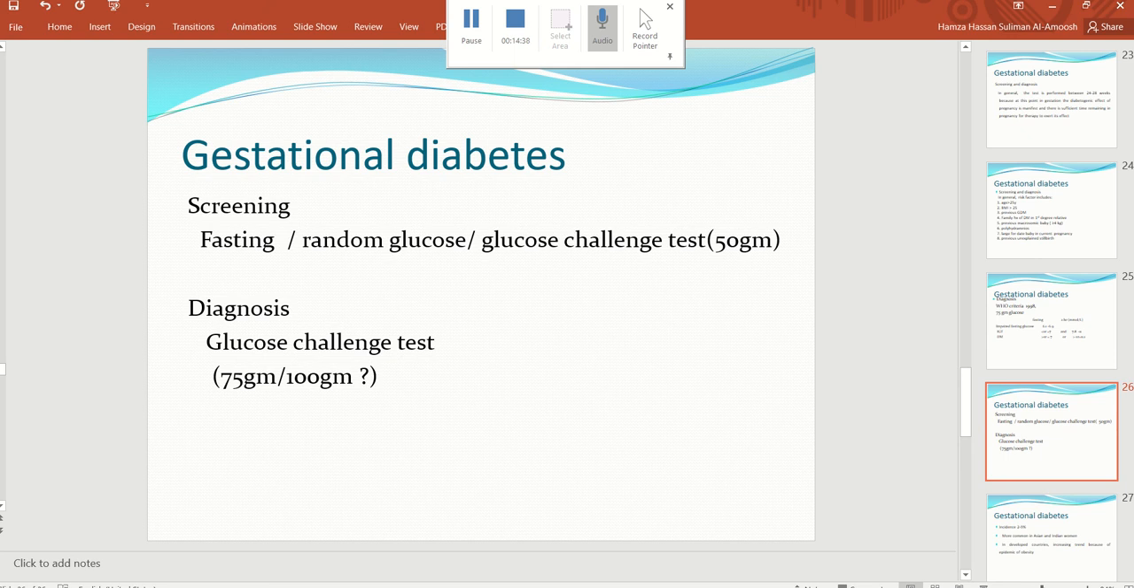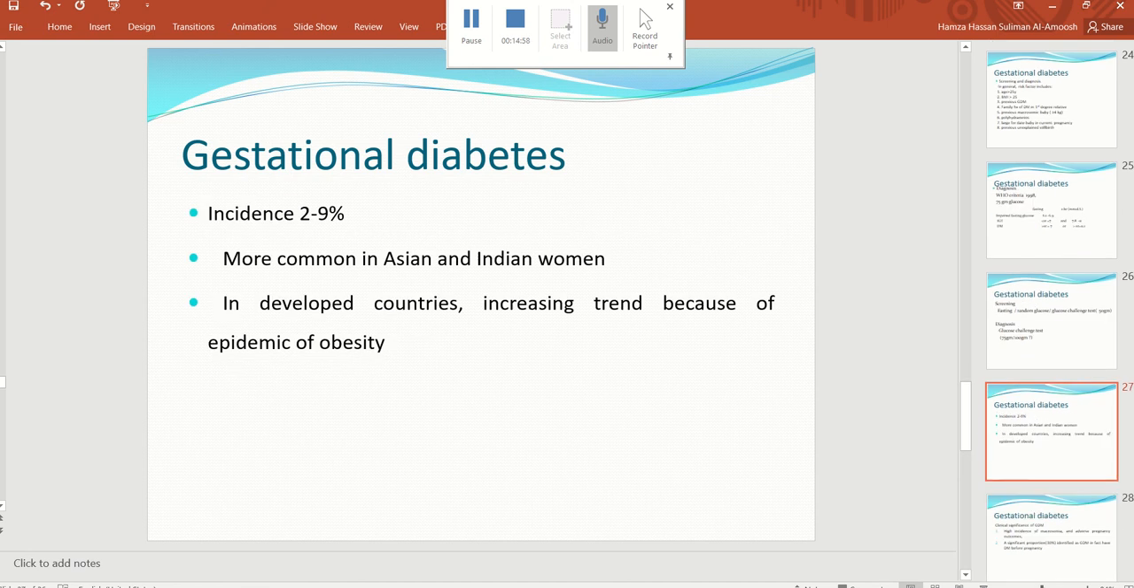As we said, the first screening is by fasting or random. You can use glucose challenge test, but it's easier to use fasting or random blood sugar. And the diagnosis is by 75-gram glucose tolerance test. The incidence of gestational diabetes is up to 9%. It's more common in Asian and Indian women. In the developed world, it's becoming more common because of the increase of obesity.